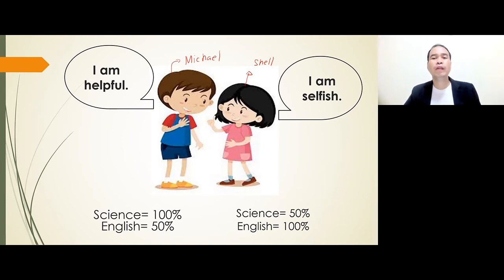Since Shell is a very selfish girl, Shell will go to Michael and ask, Michael, can you help me? And Michael is happy to help Shell because Michael is a very helpful, very good student. However, when Michael asks Shell, Shell, can you help me in English? Shell tells Michael, no, I cannot help you because if I help you, you will also get 100%. I don't want that. So in this case, only Shell is happy, right? And Michael feels very bad because Shell did not help Michael.